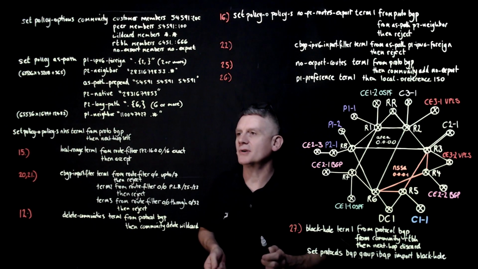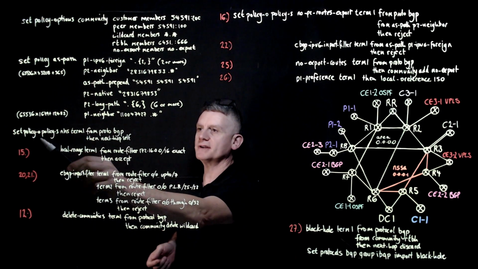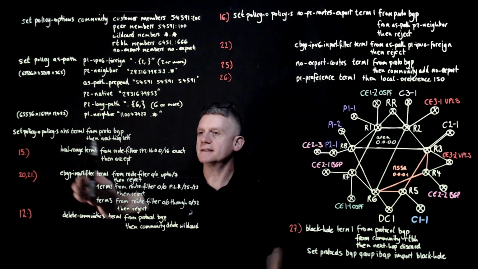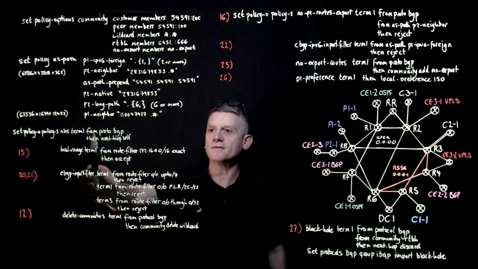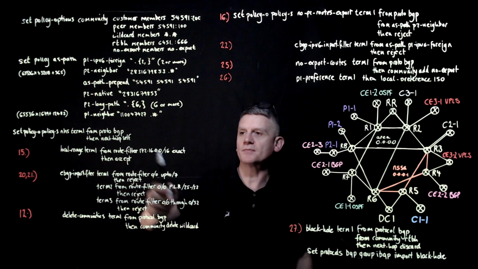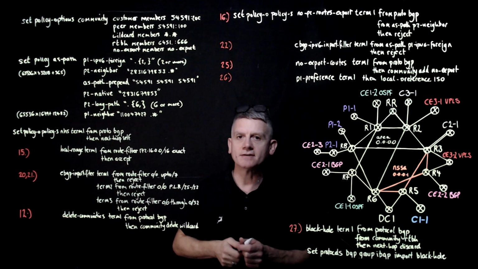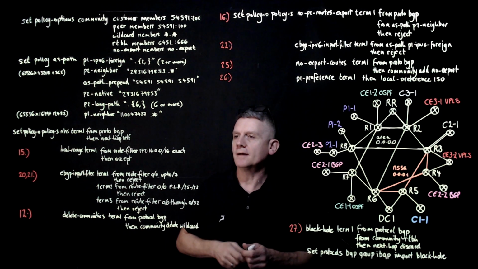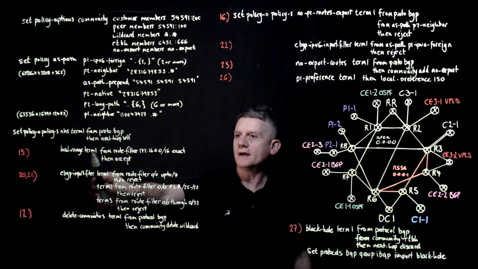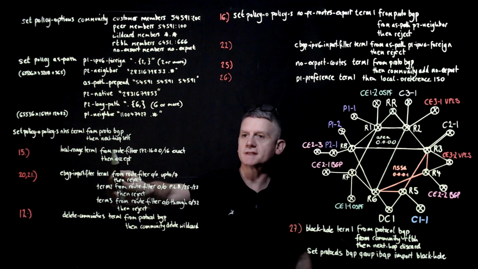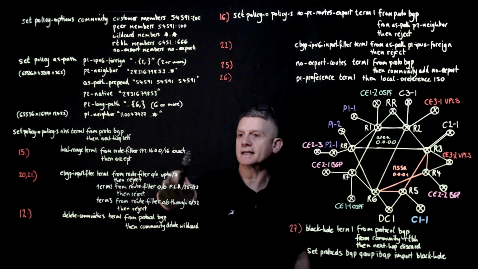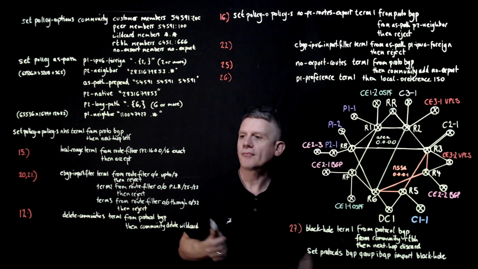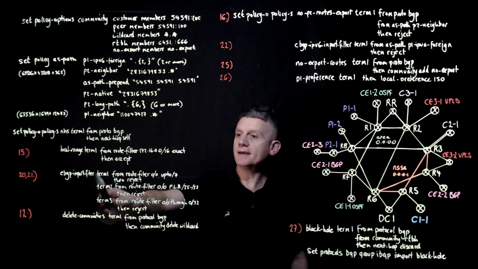Okay, let's have a look at the policies. So set policy options, policy statement. This is next hop self. This is an IPv4 next hop self. So simply from protocol BGP, then next hop self, then accept. Here we've got local range, from route filter 172.16.0.0/16 exact, then accept. Here we've got eBGP import filter.